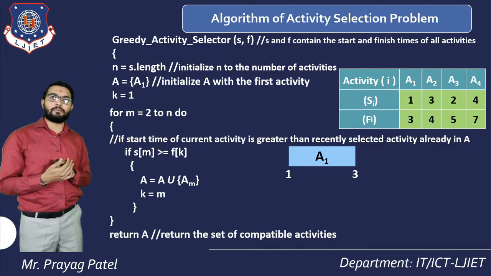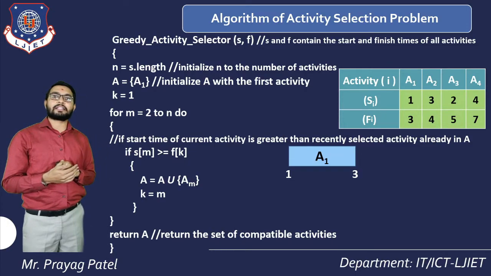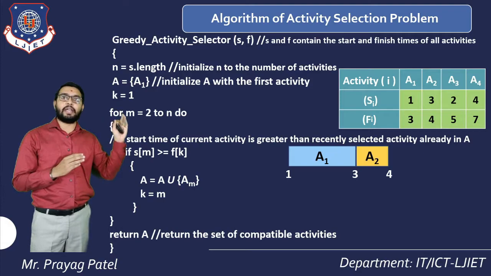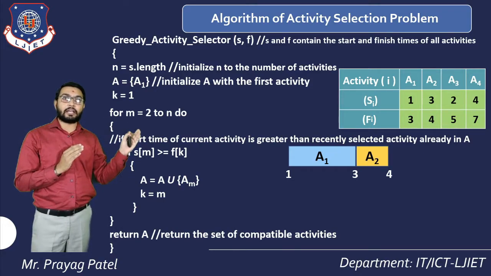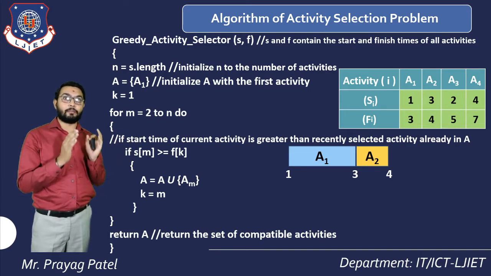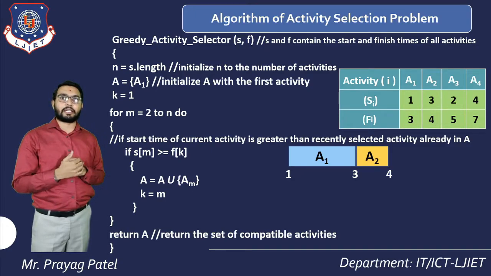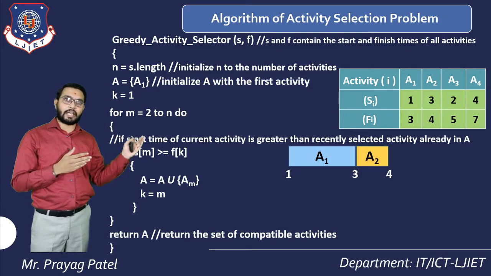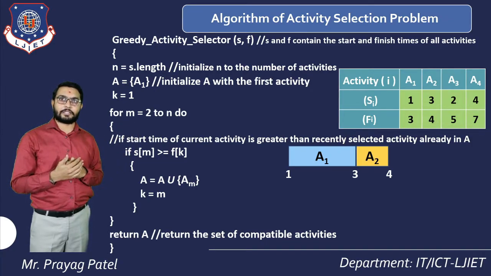So here consider this example. First we select the first activity A1, then consider the next activity. Which one is the next activity? A2. Now what is the time of A2, its starting time and finishing time? Starting time of A2 equal to 3 and finishing time equal to 4. We compare the starting time of the current activity with the finishing time of the previously selected activity, A1, whose finishing time equal to 3. So compare 3 greater or equal to 3, the condition is satisfied, then we select the second activity A2.